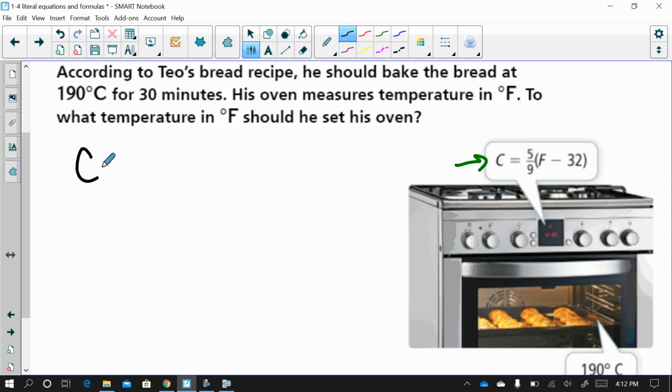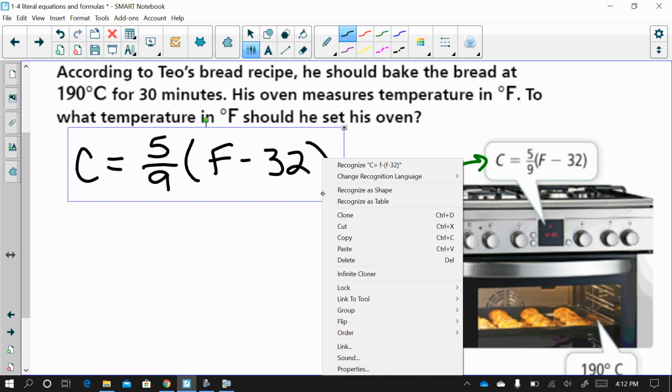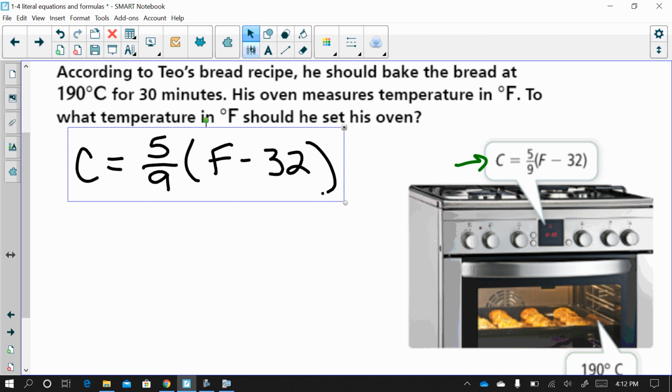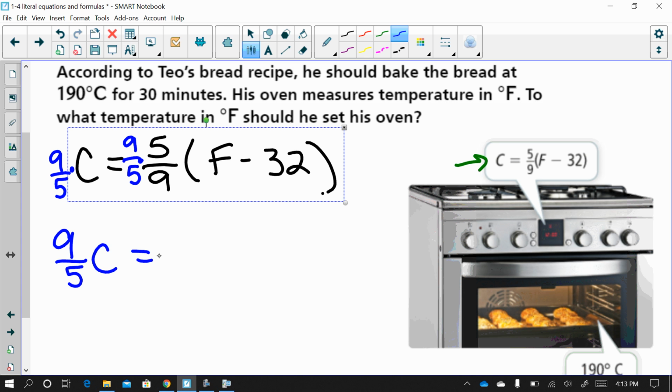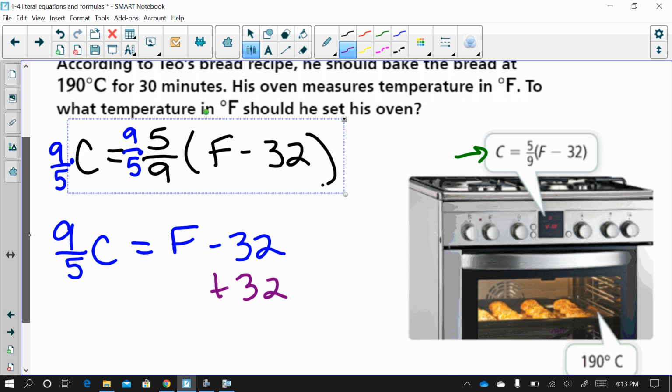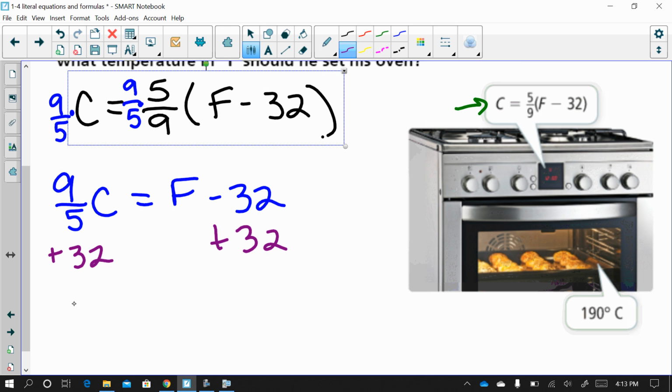So let's see what we have. C equals 5/9 times F minus 32. Our job again is to get F by itself. So first thing, I want to get rid of this fraction. So we're just going to multiply by the reciprocal, 9/5. So now I have 9/5 C equals F minus 32. Is F by itself yet? Nope, not quite yet. So how do I get rid of this minus 32? Add 32. So now my equation is 9/5 C plus 32 is equal to my degrees Fahrenheit.